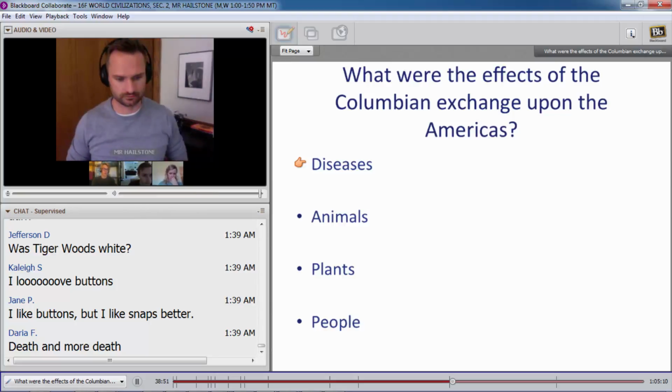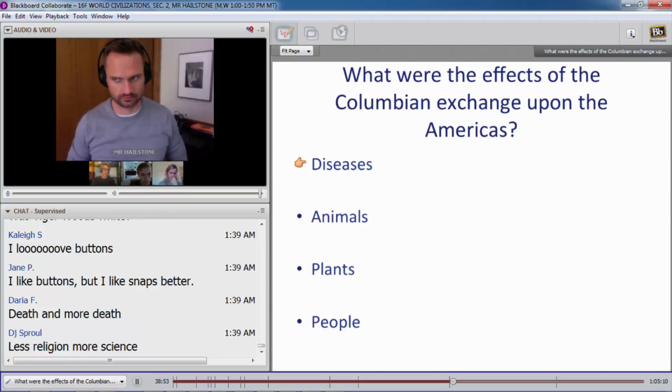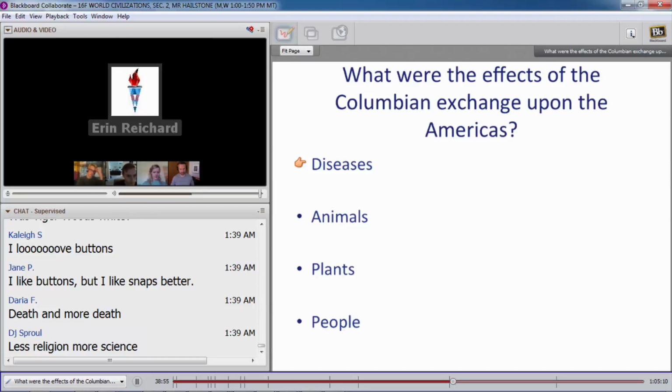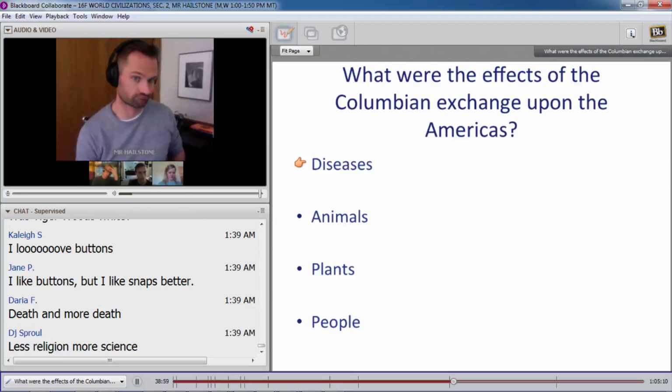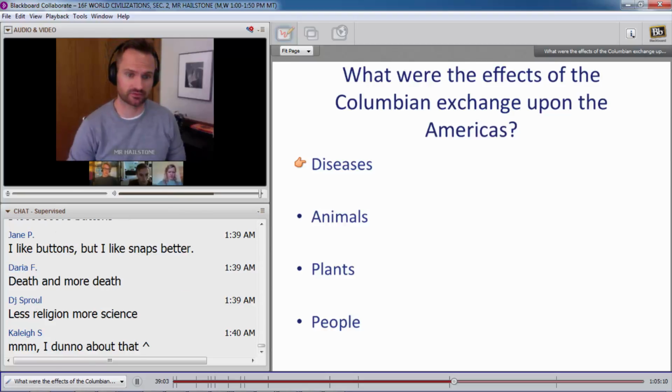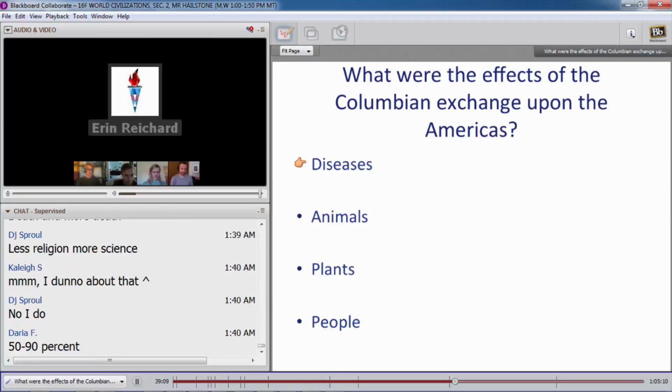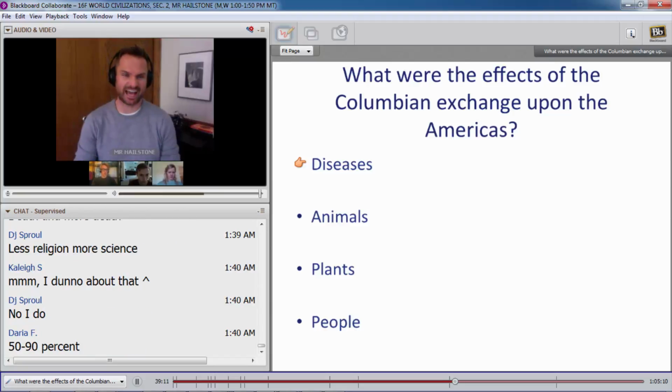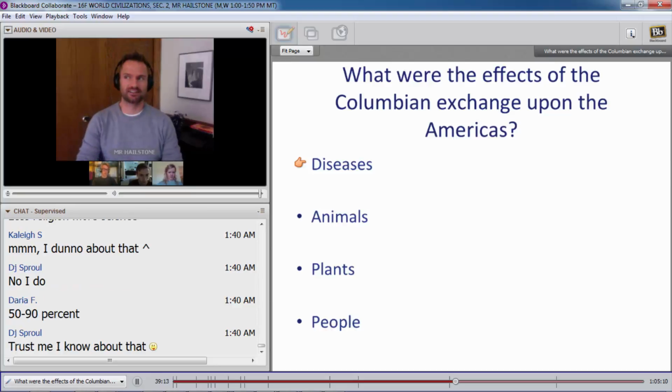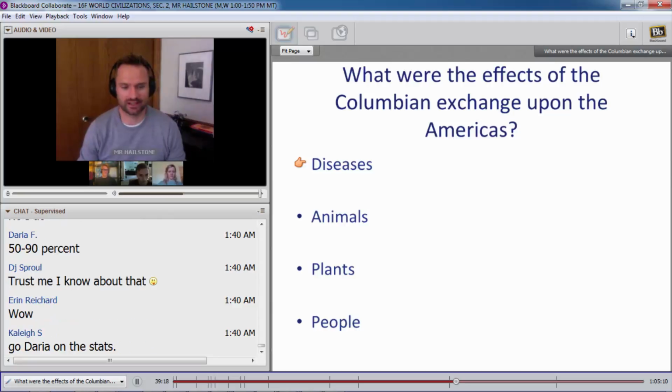Well, it killed off a large percentage of the population of the New World when diseases from the Old World were exposed to people without the immunities in the New World, so a lot of people died. Yeah. Do you remember the rough range of percentage that is estimated to have died? I don't remember the exact percentages, sorry. Yeah, it's 50 to 90%. Holy cow. Yeah, holy cow. 50 to 90% die off.